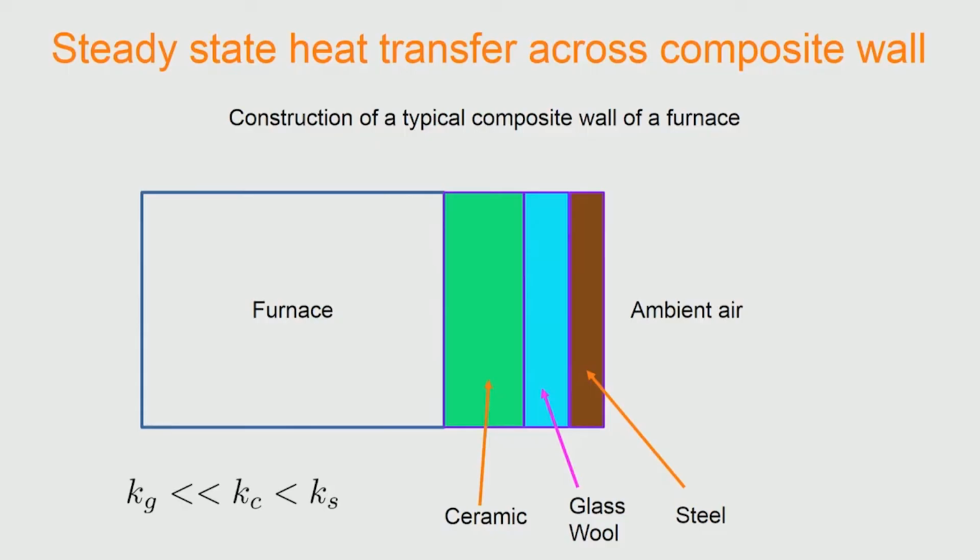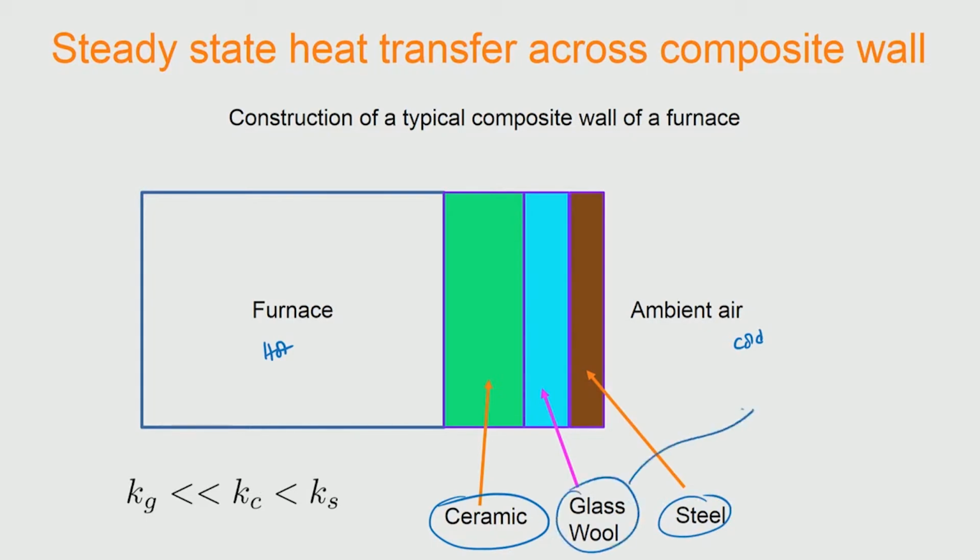Most of the furnaces in metallurgical laboratories would look like this. The furnace inside is hot and the ambient air is cold, at room temperature, 25 degrees centigrade, and the inner wall of the furnace, what is facing the hot air, is usually ceramic, and the outer shell which is containing this furnace is basically steel, and what separates the ceramic wall and steel is glass wool.